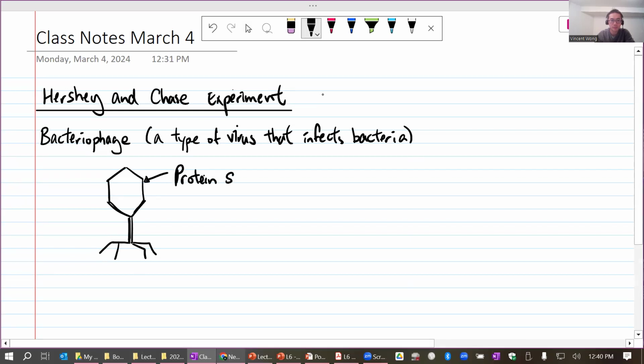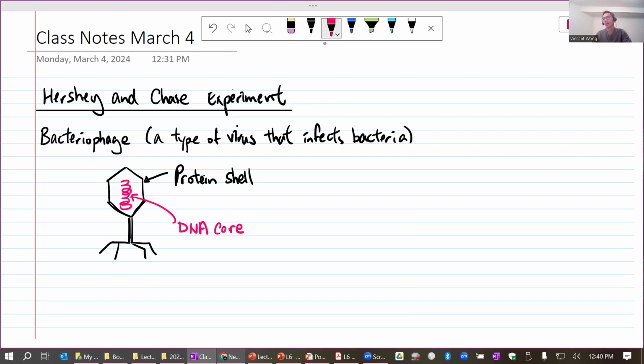Protein shell. And then on the inside, there is some DNA, the DNA core. So at the time, they knew that the bacteriophage is going to infect the bacteria. They knew something was injected into the bacteria.